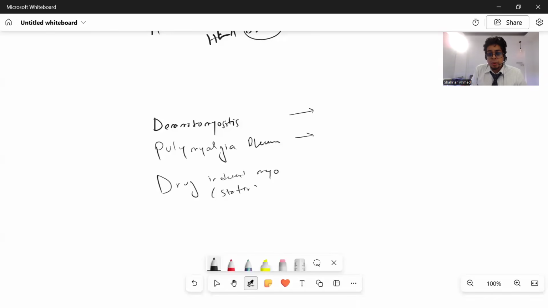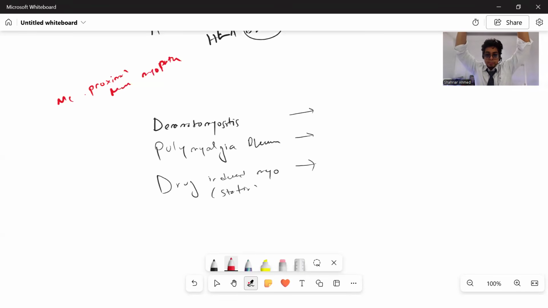Okay. All of them have a common feature. AMC is a proximal muscle myopathy. Now, what do you mean by that proximal? For example, I try to do this act. I need to use my upper set of muscles, the proximal muscles actually. Let's say I raise my hands. My proximal muscles are used.